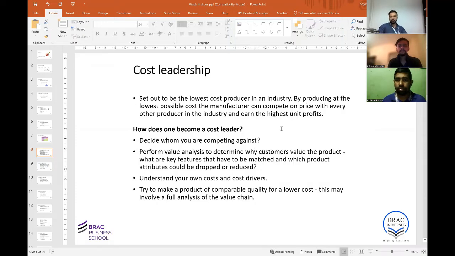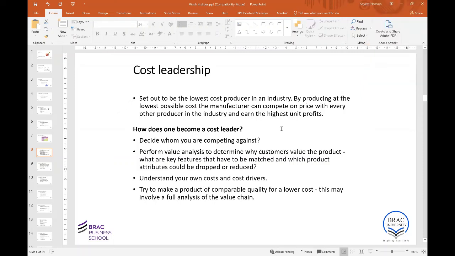So cost leadership. What is cost leadership? At its very simplest, it is setting out to be the lowest cost producer in any industry. By producing at the lowest possible cost, the manufacturer can compete on price with every other producer in the industry and earn the highest unit profits. Simply put, cost leadership is all about becoming the lowest cost provider in the market.